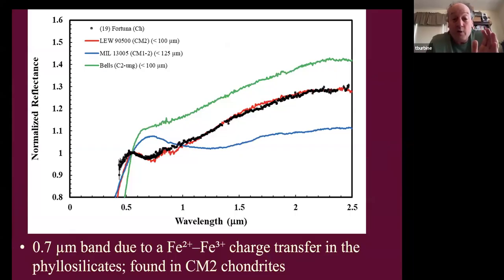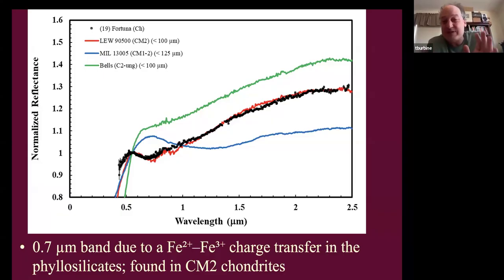But here's a picture of the band. So you see this band right here, and you can see this is Fortuna, which is a Ch-type asteroid, and you can see this absorption band. Red is LEW 90500, the CM2. You see this absorption band here. It's almost a perfect match spectrally, maybe a little off in the UV, and this is due to this charge transfer absorption between the iron 2 plus and the iron 3 plus.